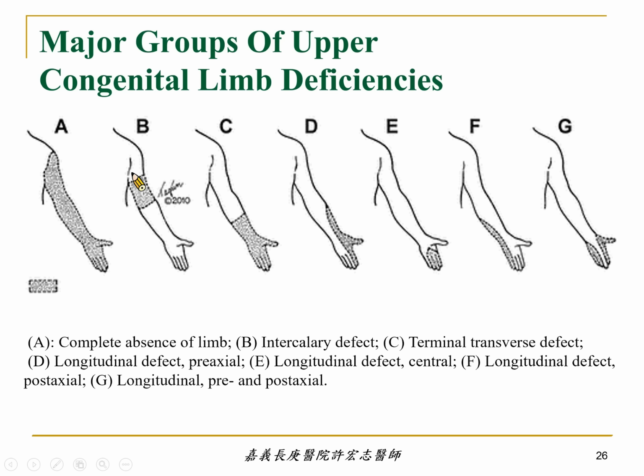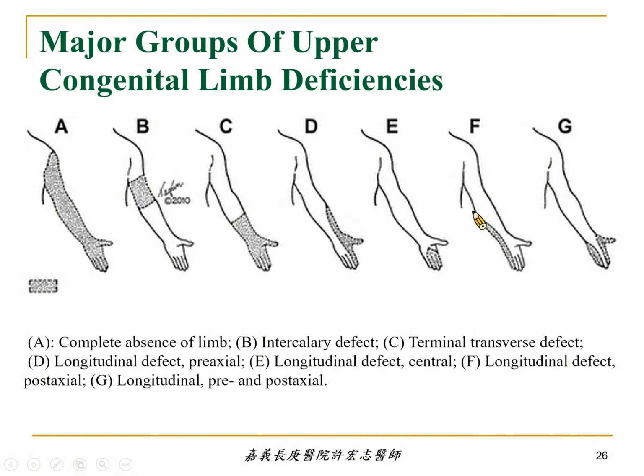These are the common scenes of limb deficiency. The dark area means the lost area. This is the complete absence of the limb. This one is an intercalary defect. And this part of the limb, we call the terminal transverse defect. And this one is the longitudinal defect, like the radius and the first and second digit, which is also called preaxial in the classic classification system.